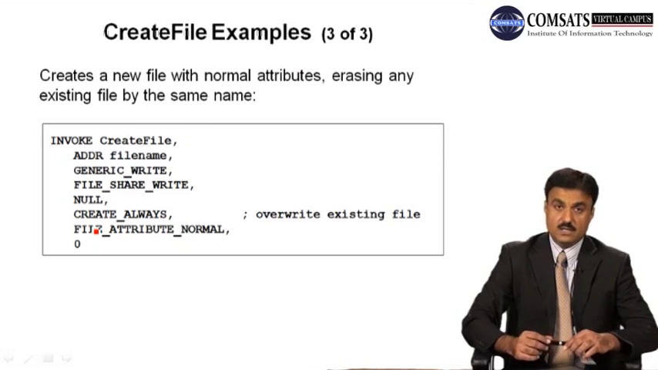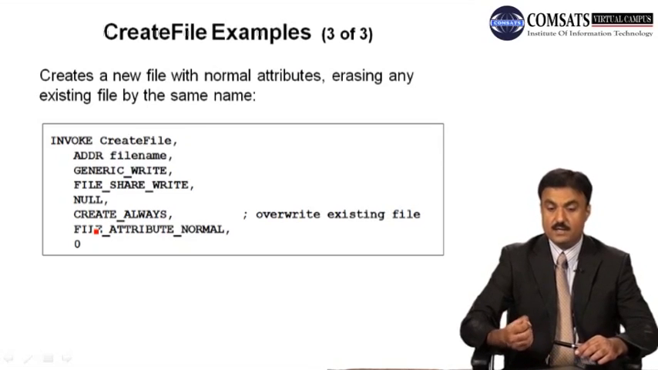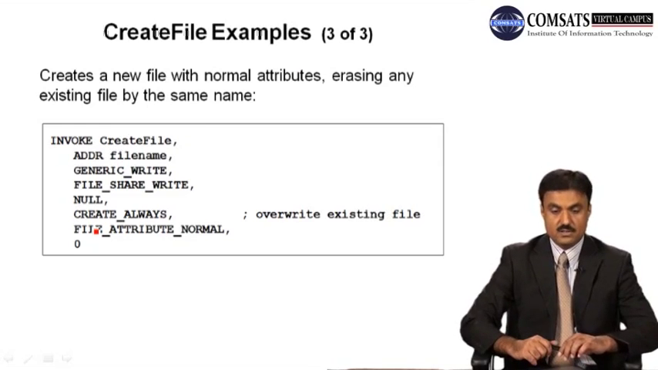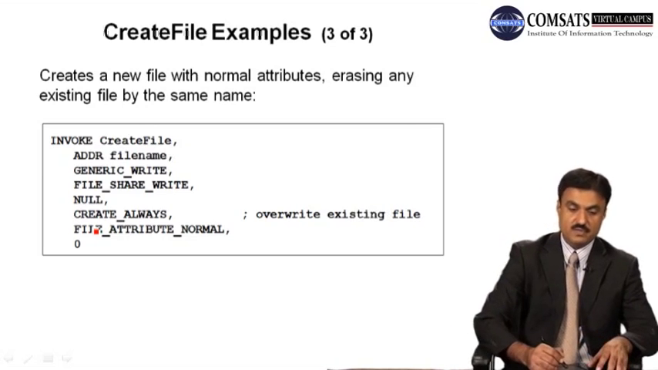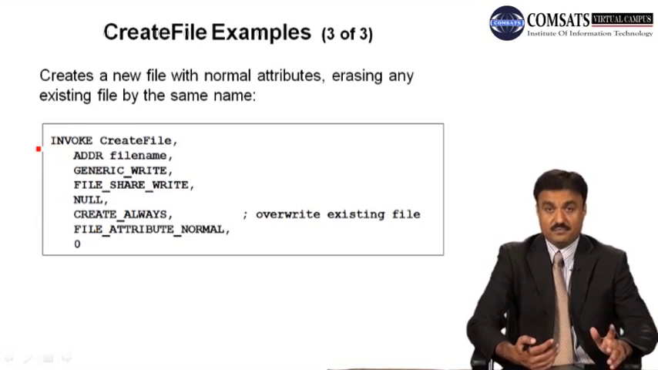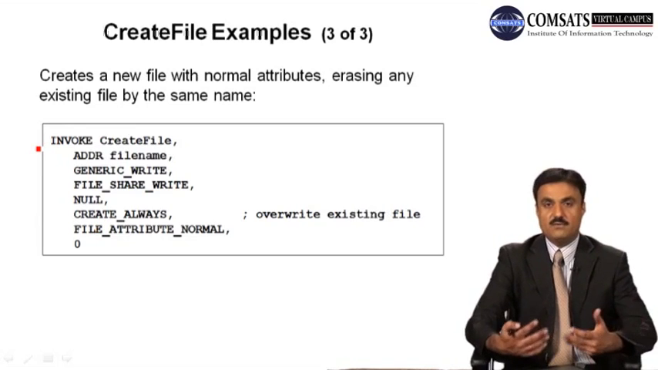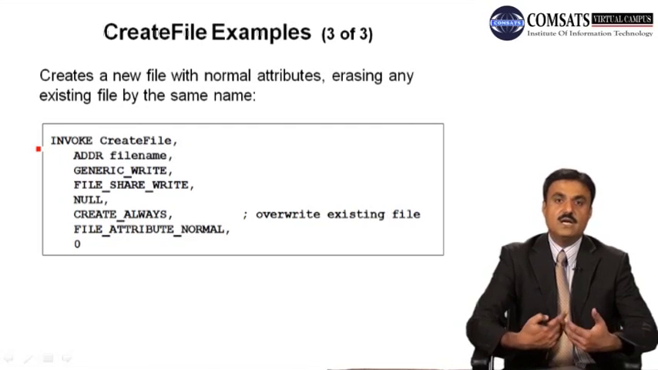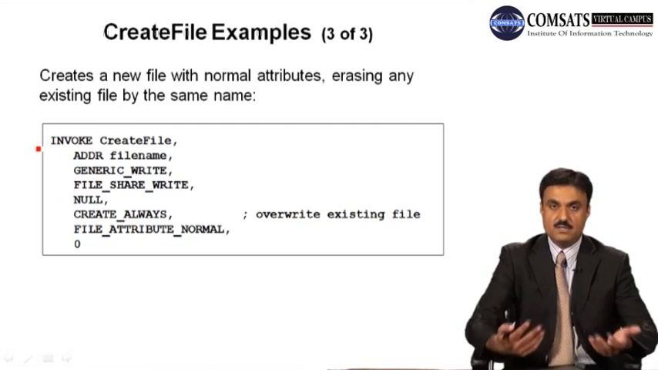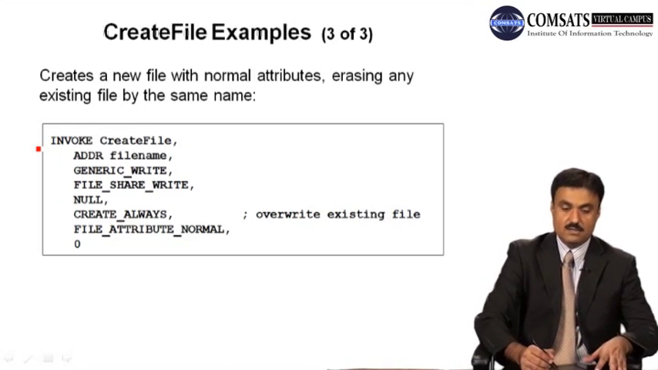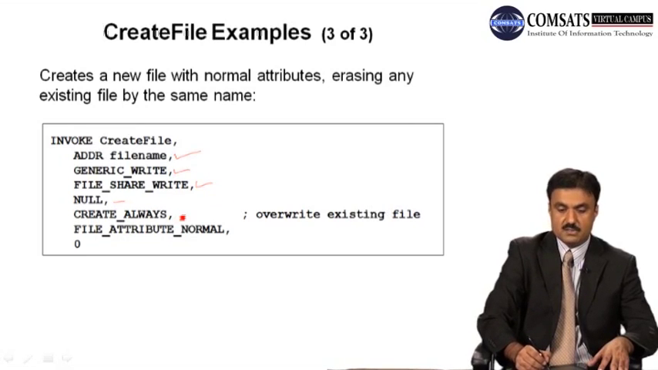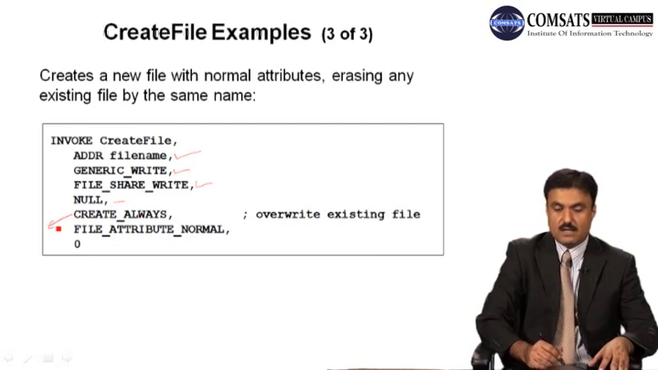Now the third example is if we create a new file with normal attributes and erase any existing information, erase an existing file by the same name. So what we do, we will create a new file. If there is a file already available on the drive, it will be erased, and new information will be written in that file. So here you can see the same file name. Write purpose, we are going to open the file for write purpose. Security option is null. So this one is the create always.